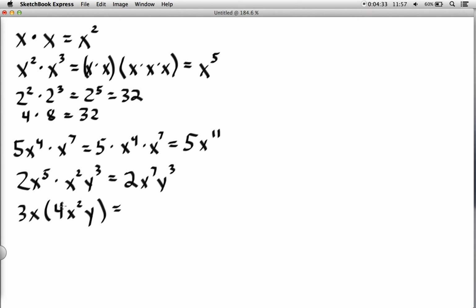So here we have a 3 times a 4 is 12. Those are our constants. Then we look at x's. So an x here is just x to the 1st. Anything to the first power is itself, so you can put a 1 there if it helps. So then we have 1 plus 2 is 3. So x times x squared is x cubed, and then we have a y.